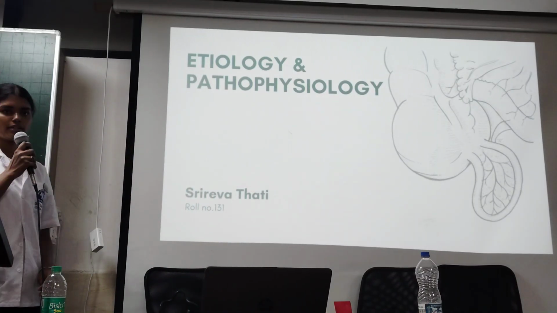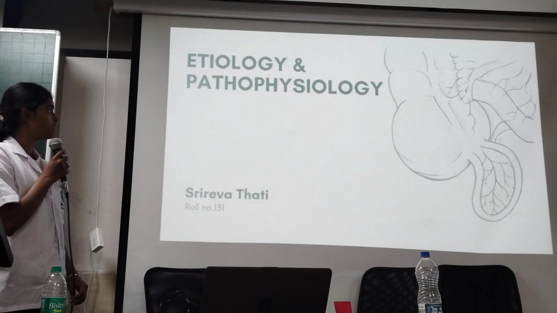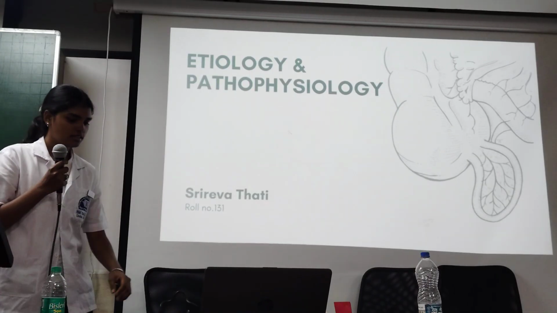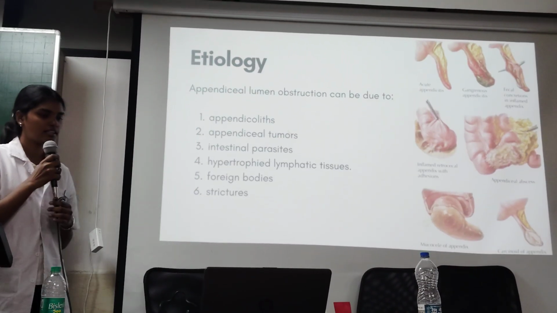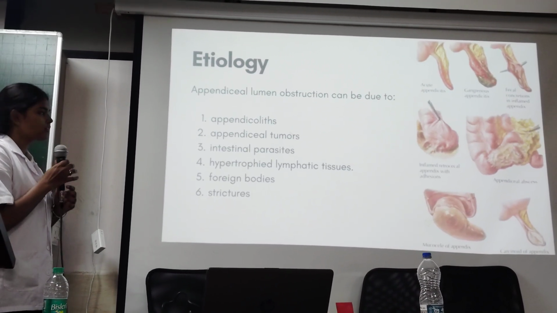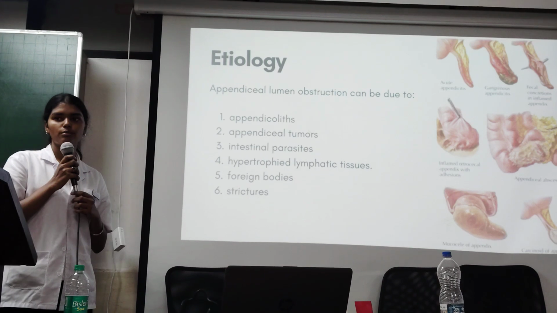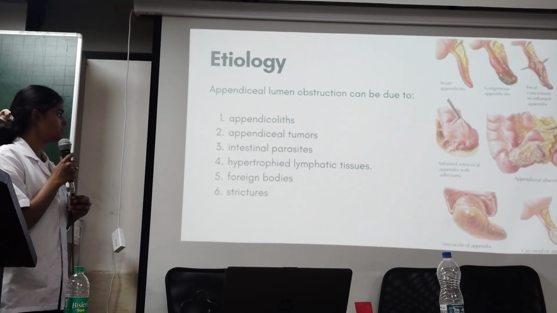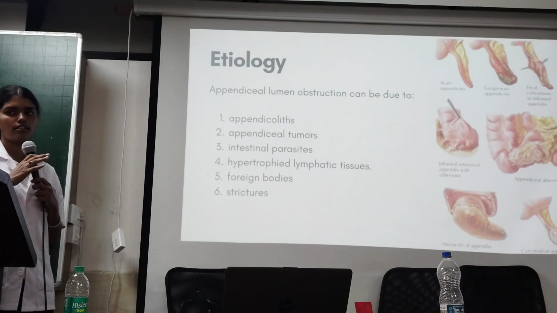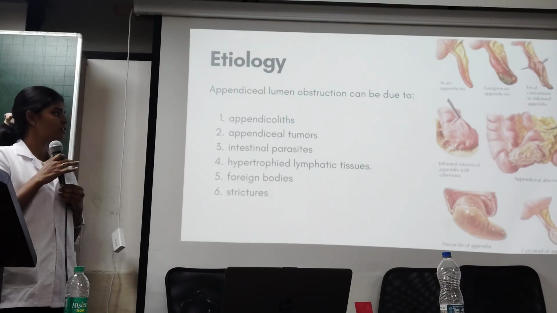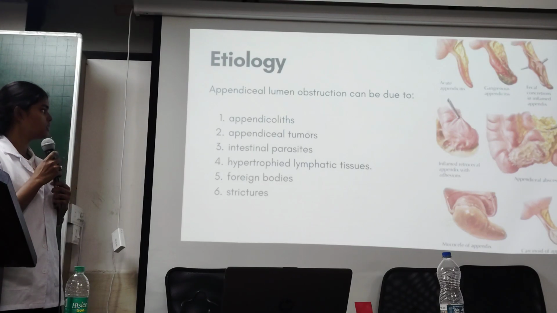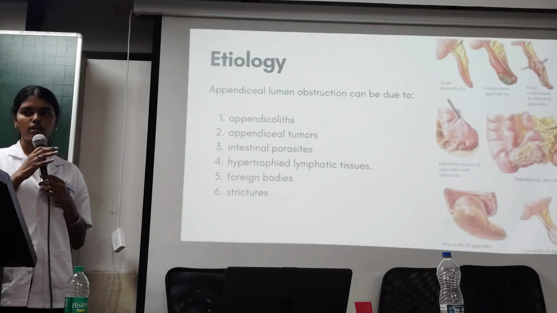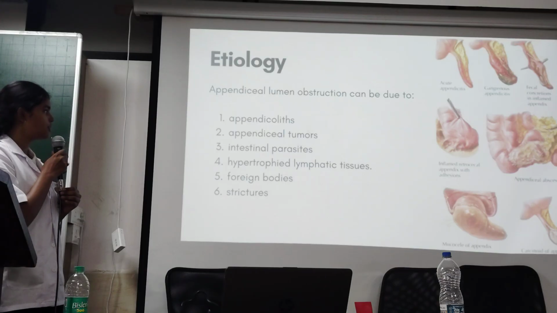Good morning everyone, my name is Srideva Thati and today I will be discussing the etiology and pathophysiology of appendicitis. Starting with etiology, luminal obstruction is the most common cause of appendicitis. Various factors cause it. First, we have appendicoliths. They are hard stone-like fecal concretions that can lodge in the lumen. Second, we have appendiceal tumors like appendiceal adenocarcinoma, mucocele, and carcinoid tumor.